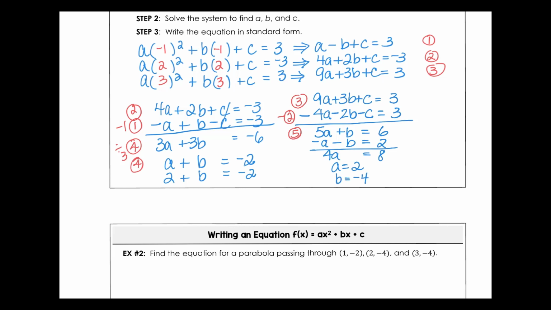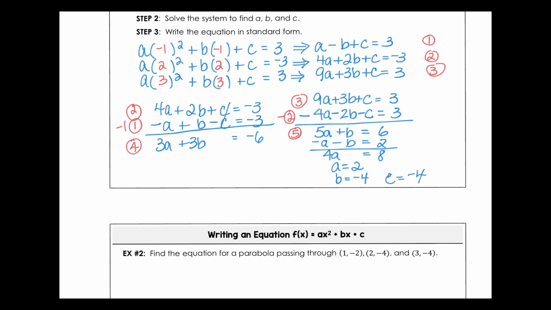And then if we go back to equation 1, we could solve for C. So if A is 2 and negative B is negative 4, so that's plus 4, and C, and then that equals 3. So 6 plus C equals 3. That means C is negative 3. Now I need to erase a little bit so that we can record our parabola. So we know A is 2, we know B is negative 4, and we know C is negative 3.